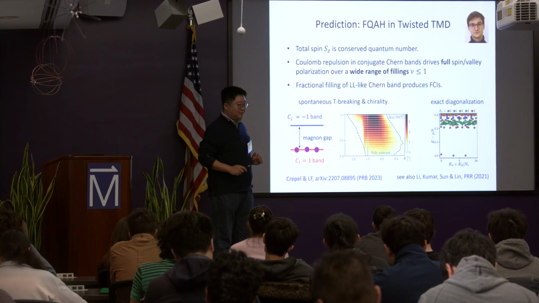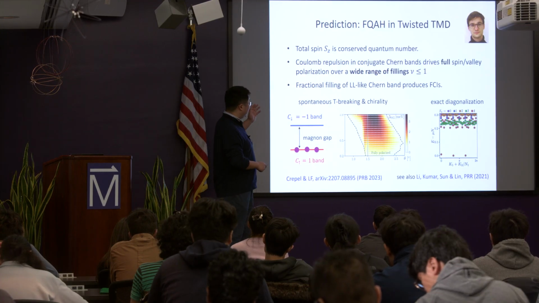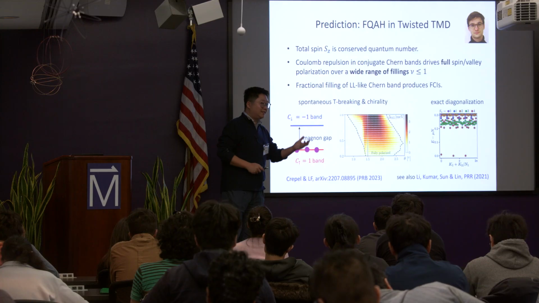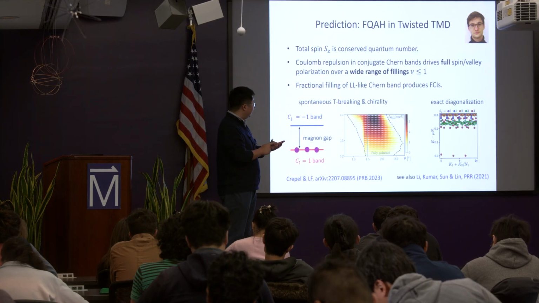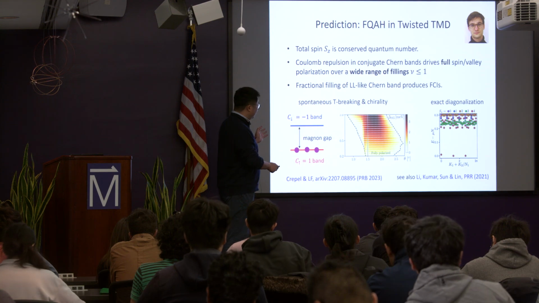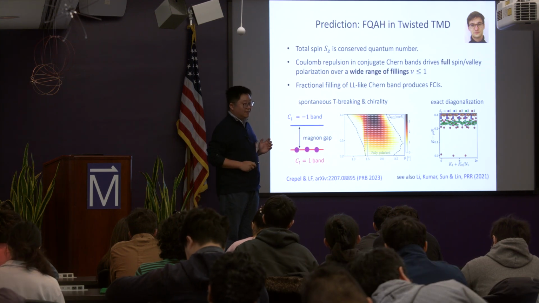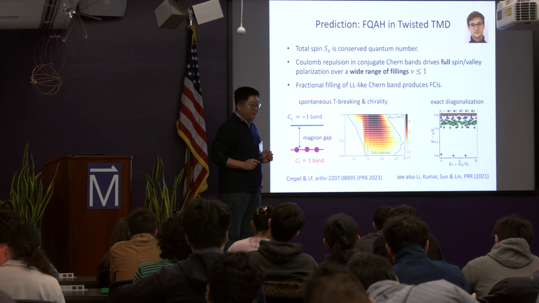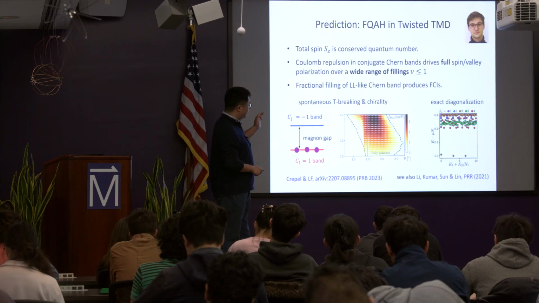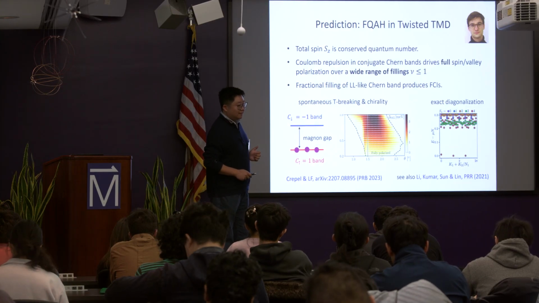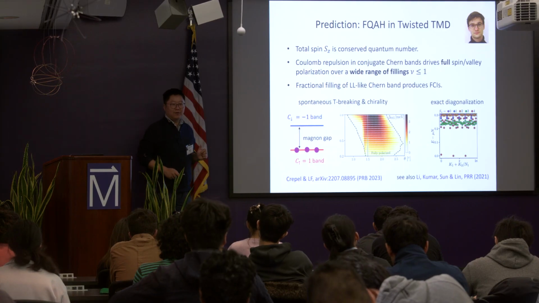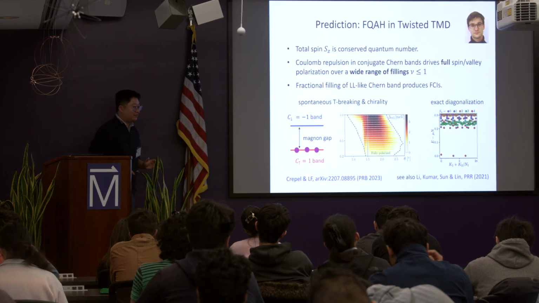There's no localized moment. All the electrons spontaneously, Coulomb interaction does two things at once. It drives spontaneous spin polarization, ferromagnetism, and we showed that it occurs on a wide range of filling factors, not tied to any particular filling. But then, at special filling factors, it drives fractional quantum Hall effect. Two things occur at once, all through the same Coulomb interaction.